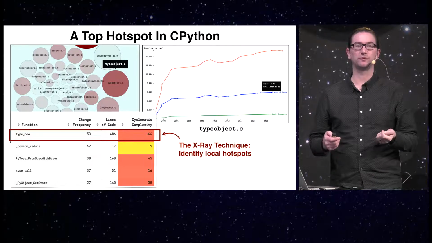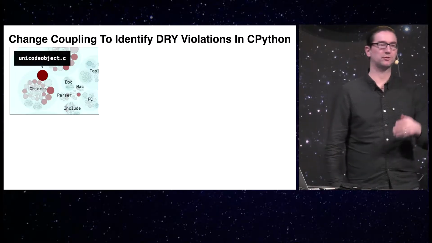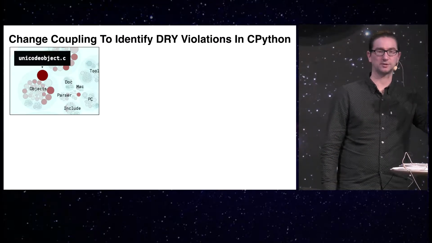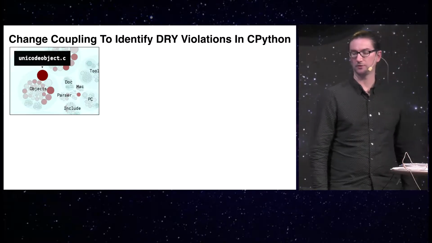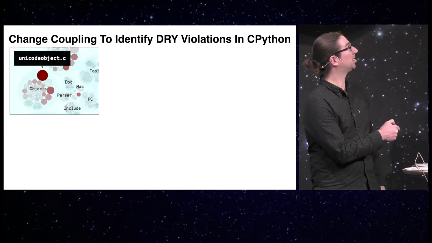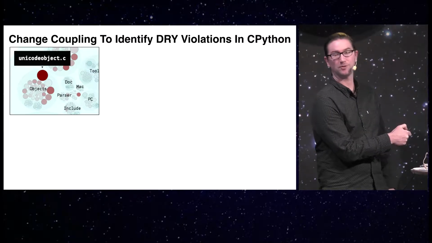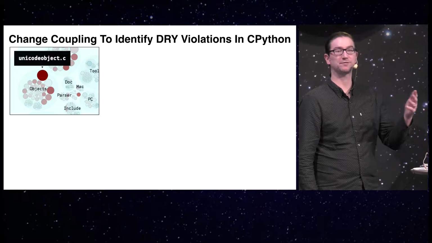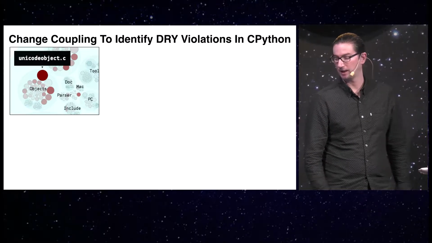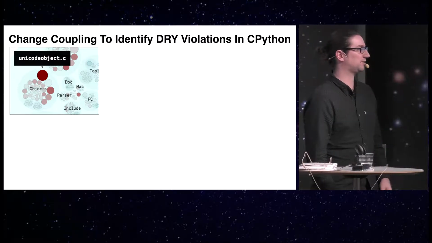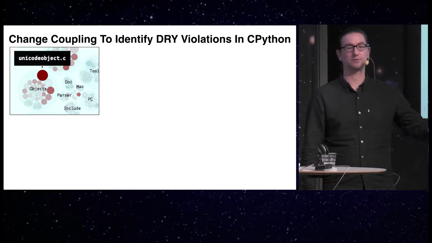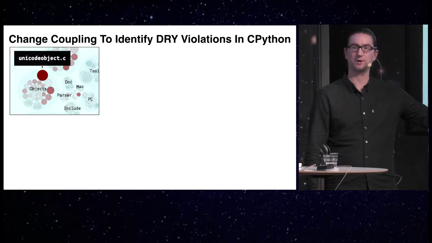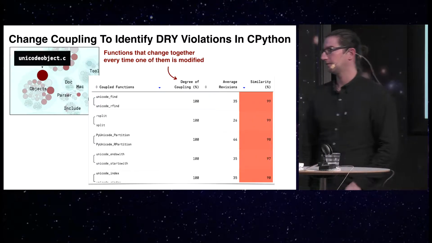And the same holds true for change coupling. So I showed you change coupling on architectural level. We can look at change coupling between files, or we can look at change coupling inside a file. So I want to show you one of the different hotspots in Python, the Unicode object. This is a pretty massive file. I think it's around 15,000 lines of code. And what I did now was basically I parsed the code, and then I looked at which functions tend to change together as part of the same commits. And I came up with the following list. So have a look at this.